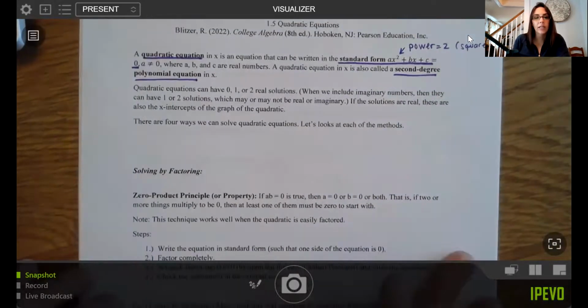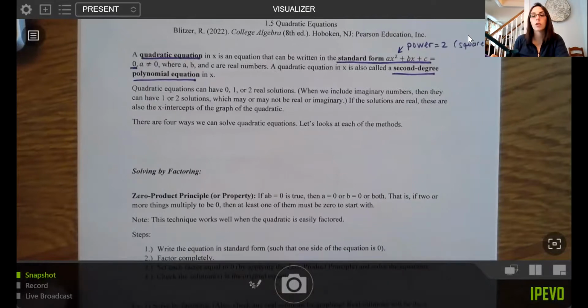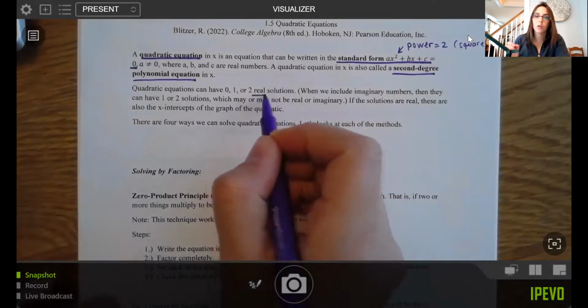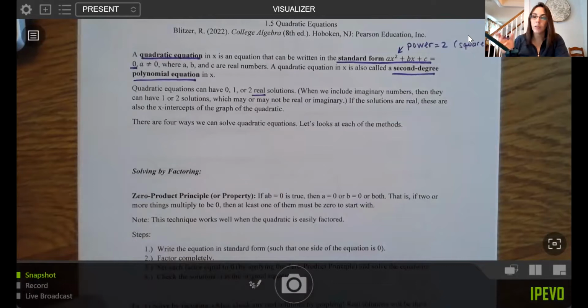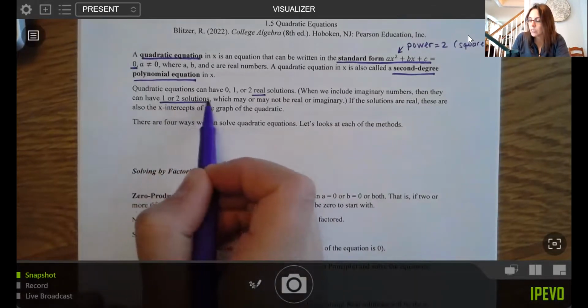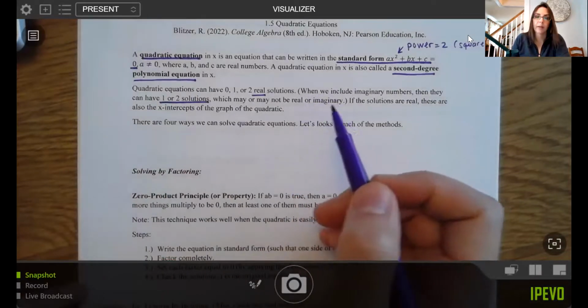Now, quadratic equations can have either 0, 1, or 2 real solutions. However, we're also going to include imaginary numbers here using those complex number systems. And then in that case, they will have either 1 or 2 solutions, which may or may not be real or imaginary.